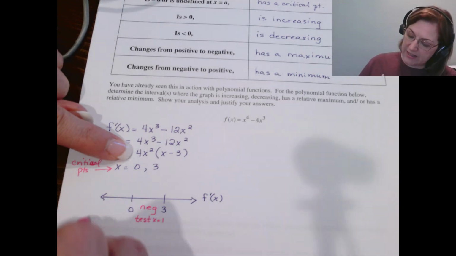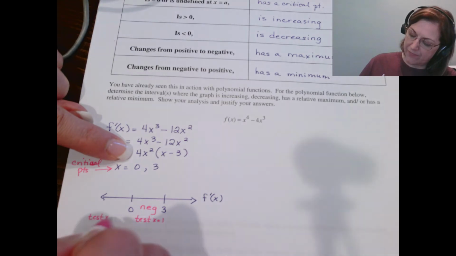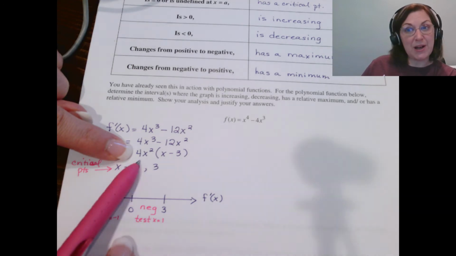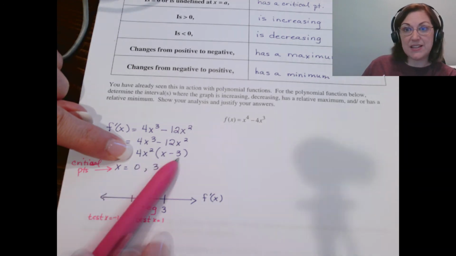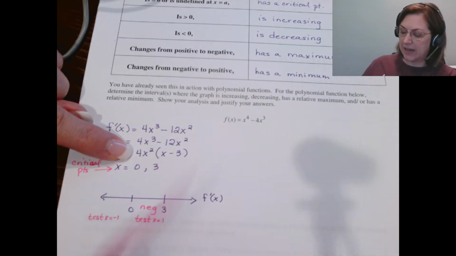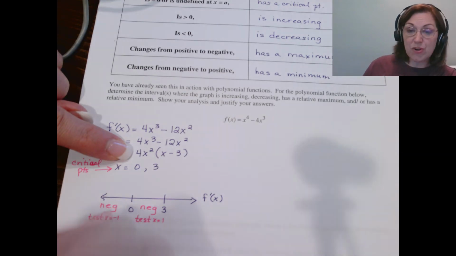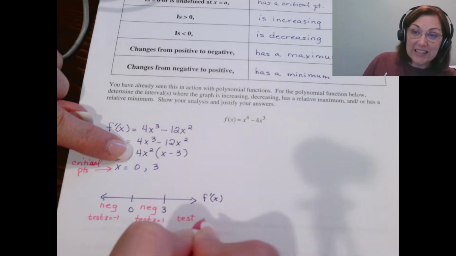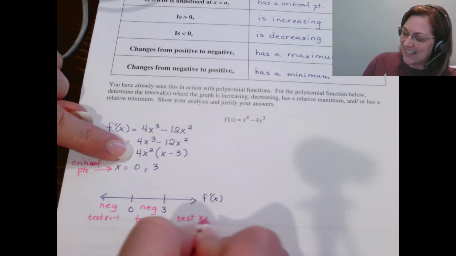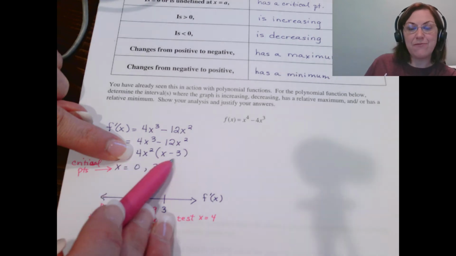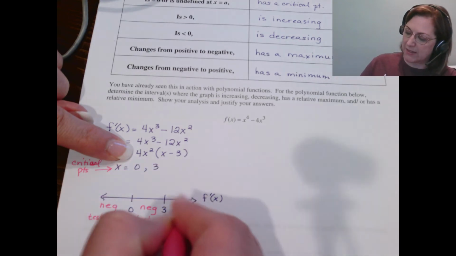Let's test this interval. We'll test negative 1. If x is negative 1, then this again is positive. And this is negative, right? Negative 1 minus 3 is negative. So you have a positive times a negative. Now, friends, I'm not really concerned about the value of the derivative. I'm more concerned, is it positive or negative? Next, let's test x equals 4. Again, I get a positive, and now 4 minus 3 is also positive, so I get a positive here.